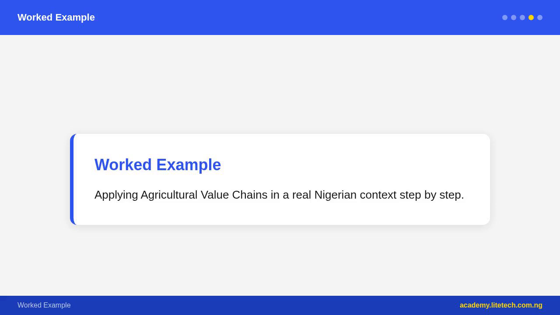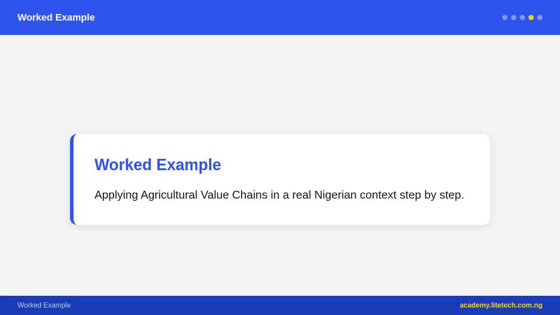Standards and quality: lack of consistent quality standards discourages export buyers. NAFDAC and SON standards need to be better enforced and farmer-friendly. Land tenure: insecurity of land tenure discourages long-term investment in perennial crops and infrastructure.